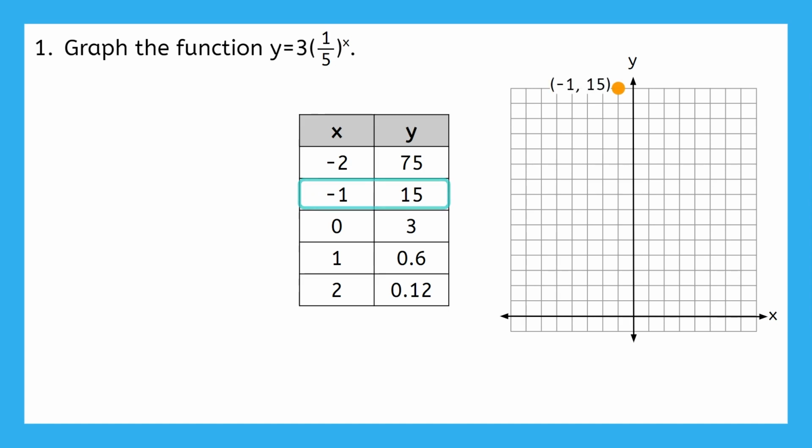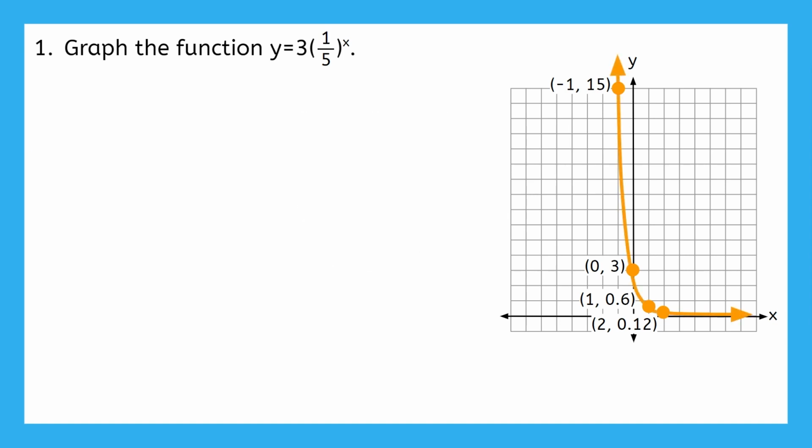And 0, comma 3 goes right here on the graph. Then there's 1, comma 0.6. This looks pretty good so far. This fourth point should go right about here. And you know what? I think these 4 points are enough for me to be able to graph this function. I'm not going to worry about fitting the point negative 2, comma 75 on here. I could tell what it's supposed to look like without it. I'll go ahead and sketch in the curve going through these points. And here's our final graph.